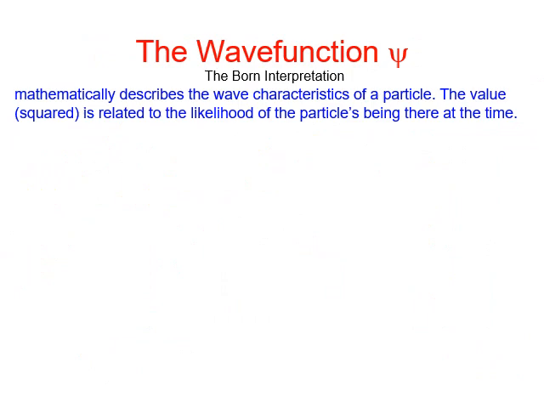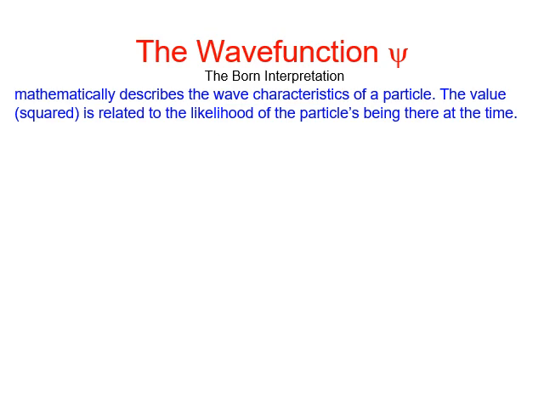Suppose you solve the Schrödinger equation and you have the wave function psi. What information can you get? Now here is one of the most important postulates in quantum mechanics. It says that the wave function psi mathematically describes the wave characteristic of a particle. The value squared is related to the likelihood of the particle being there at the time.